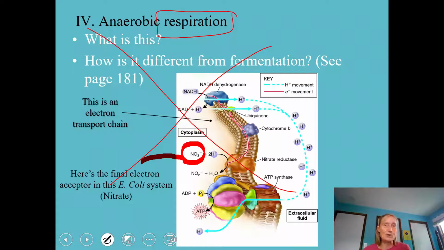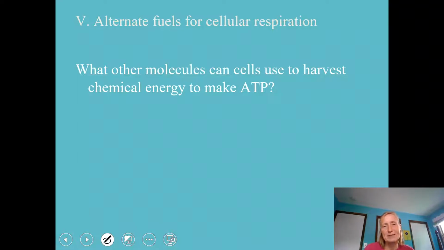Some cool bacteria like E. coli can use anaerobic respiration. We will touch on this topic.